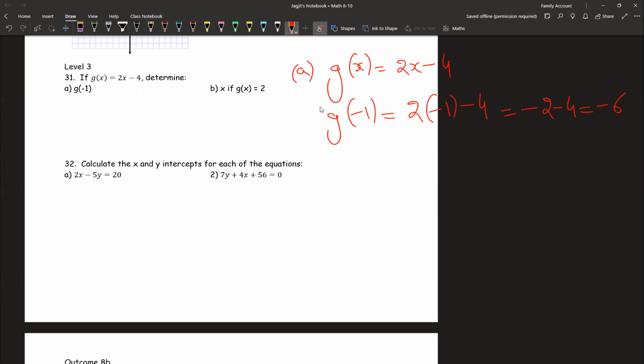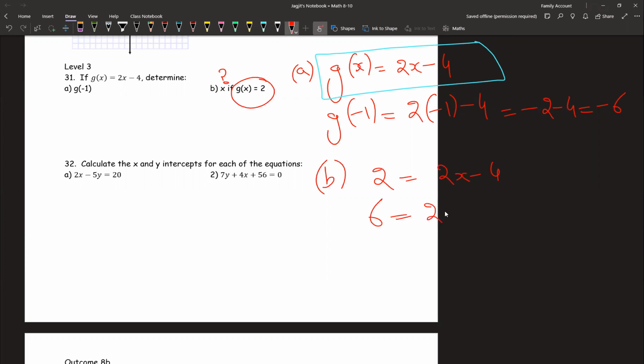That's your A part. In the B part, they're saying that g of x is equal to 2, and they want you to solve for x. Okay, look, this is the equation given to me. G of x is 2, so put 2 for g of x. That is equal to 2x minus 4. Move the minus 4 to the other side. So 2 plus 4 becomes 6. That is equal to 2x. Divide both sides by 2. X will be 6 over 2, which is equal to 3.